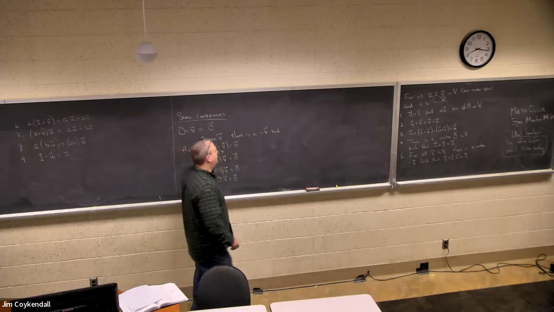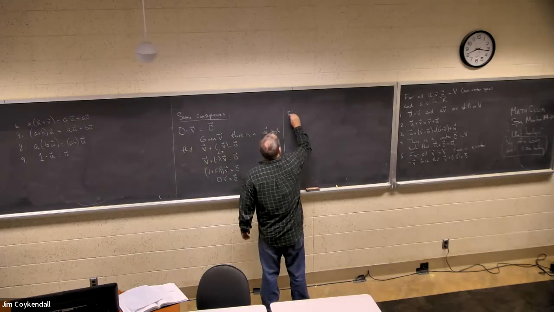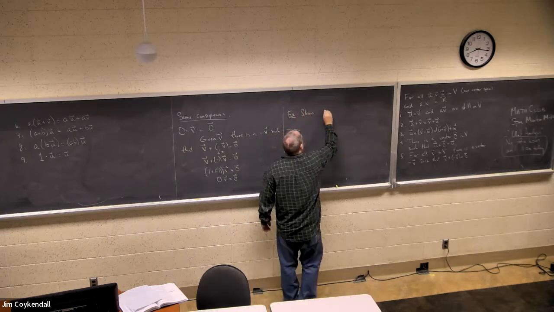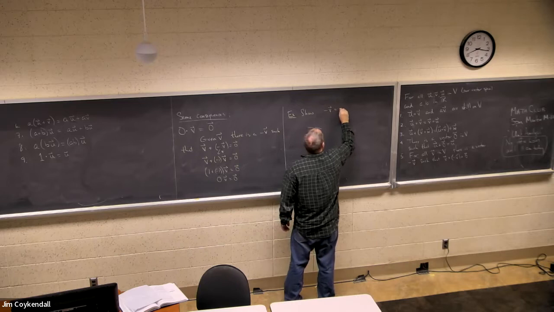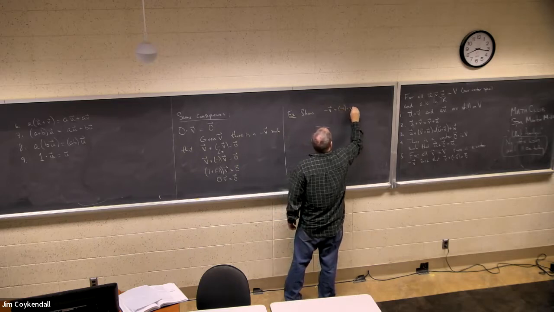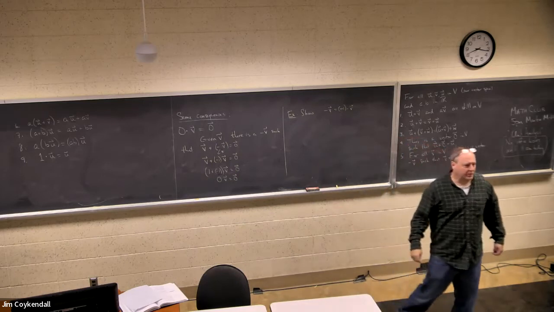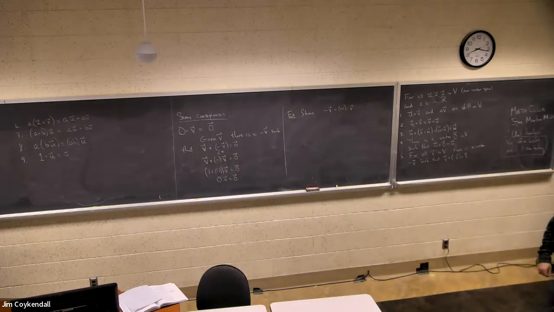See if you can show, as an exercise, that negative b is actually equal to negative 1 times b. If you use these rules, you should be able to show this. Any questions?